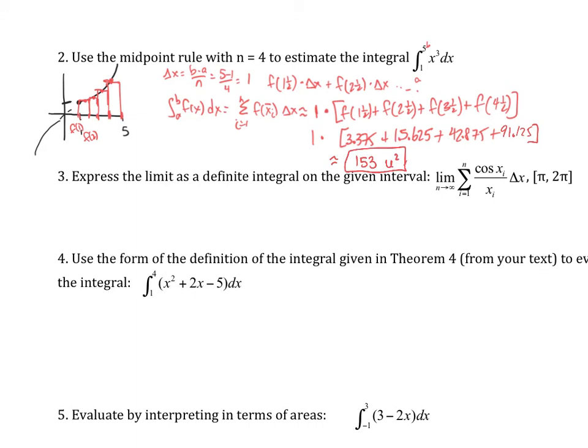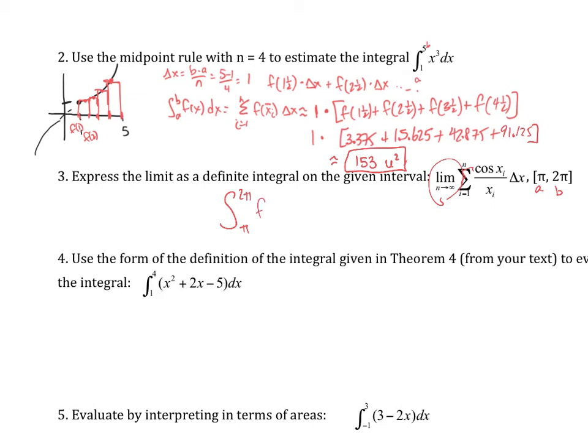It says express the limit as a definite integral on the given interval. So we need to take a look at this. Here's a limit. This is a summation. So that's an area. So that means I need an integral. And now look at, here is my a and my b. So that's going to be from pi to 2 pi.